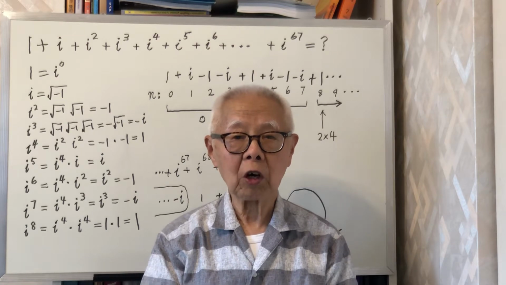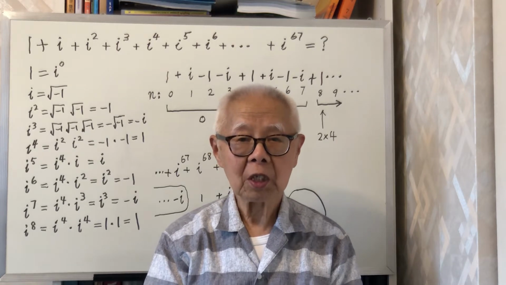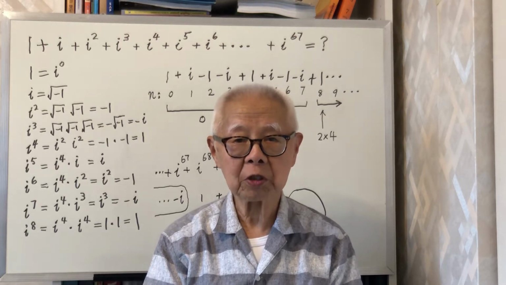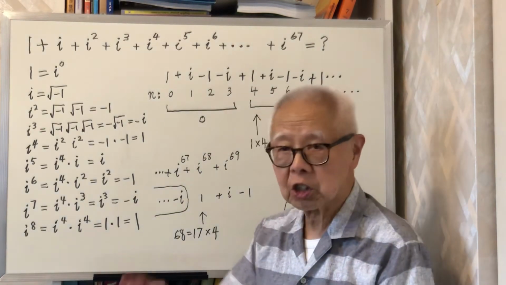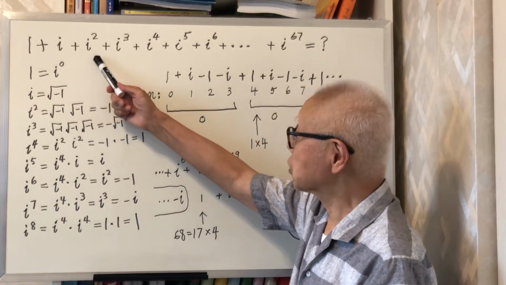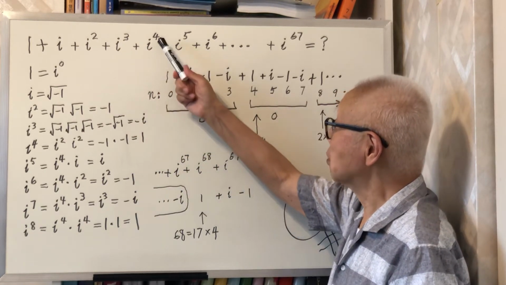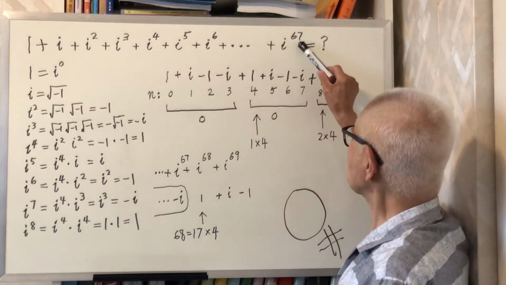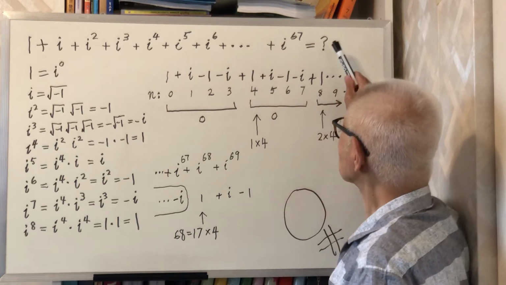Today I will talk about a special question about imaginary numbers, the addition of a series with imaginary numbers. The question is, what is the answer to 1 plus i, plus i squared plus i cubed and so on, power 4, power 5, until power 67. What is the sum of this series? What is the answer?